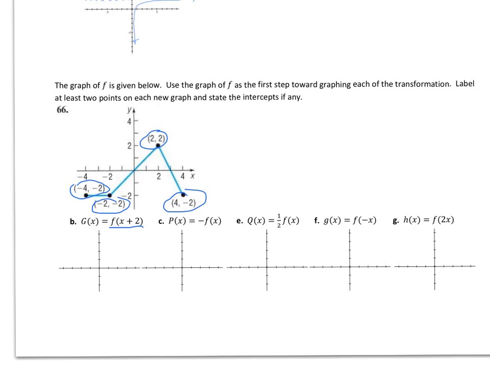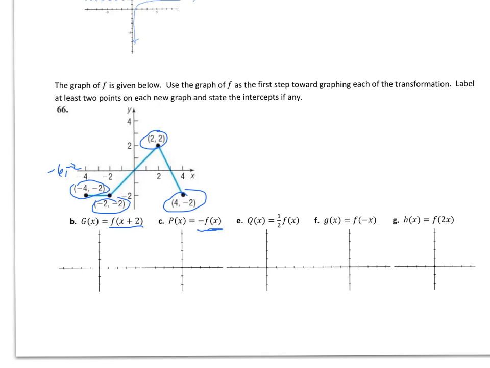So instead of -4, -2, it becomes -6, -2. Instead of -2, -2, it's -4, -2. Instead of 2 and 2, it's 0 and 2. Instead of 4, -2, it's 2, -2. Does that make sense, everybody? And this is what I'm getting at with this problem right here. I want you to think, to actual points, what is this going to do to that point?